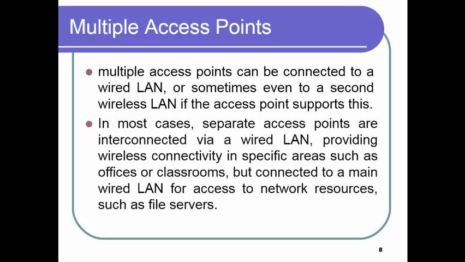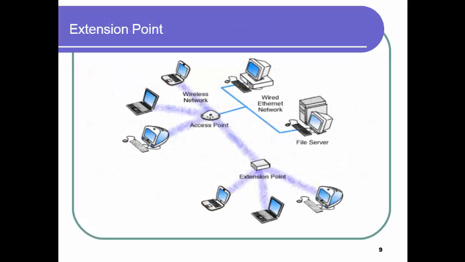In most cases separate access points are interconnected via wired LAN, providing wireless connectivity in specific areas such as offices or classrooms, in such a way as to cover all the areas available in the building. But they are connected to the main wired LAN for access to network resources such as a file server. The diagram or configuration that we saw in the previous slide is the kind of configuration observed in the infrastructure.